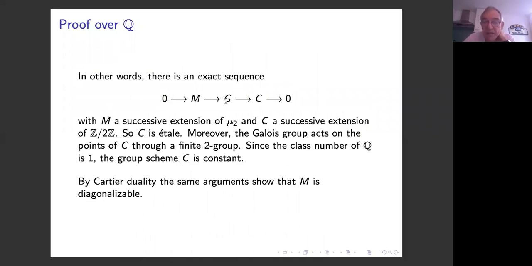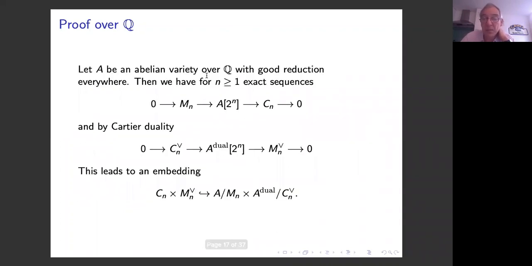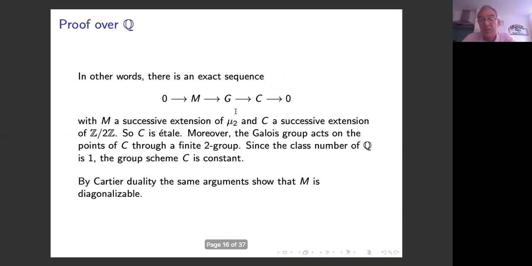So here it is again. I have this exact sequence. This is constant, and this is diagonalizable. Now we apply this. Now I go back to the proof of Abrashkin and Fontaine. And I'm going to show that there cannot be an abelian variety with good reduction everywhere. So let A be an abelian variety over Q with good reduction everywhere. I take not its 2 torsion, but its 2 to the n torsion. So this is a finite flat group scheme of order a power of 2. And I apply what I just proved, that it fits in an exact sequence of this type, with this one diagonalizable and this one constant.